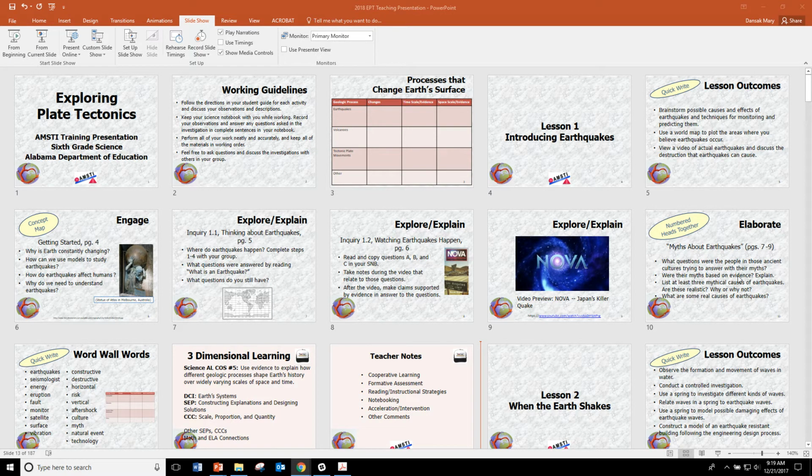And finally, in the elaborate section, students look at some myths that others in the past have written about earthquakes and perhaps connect their own ideas about earthquakes to what other people had about earthquakes.